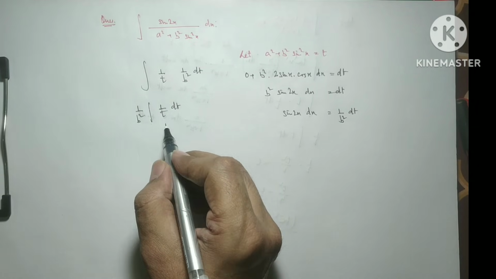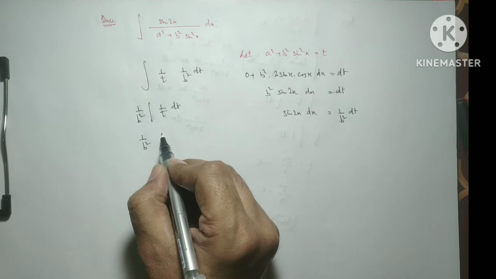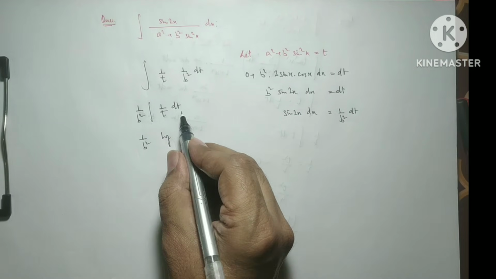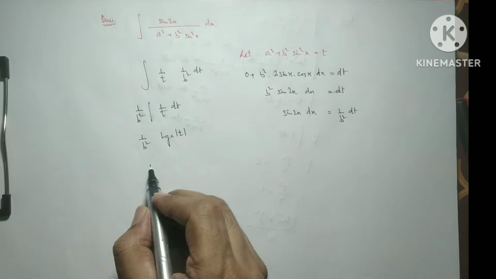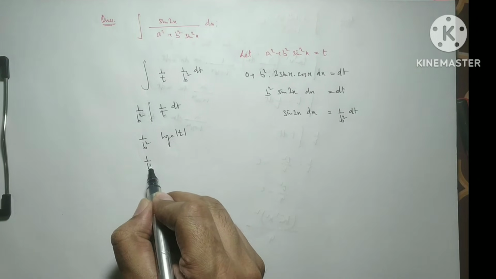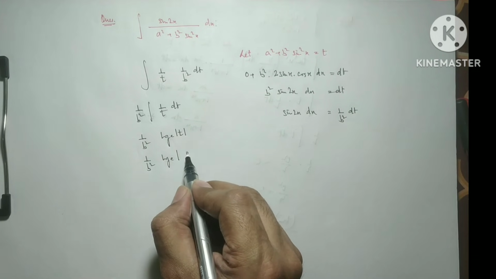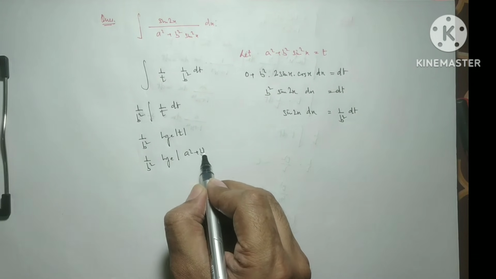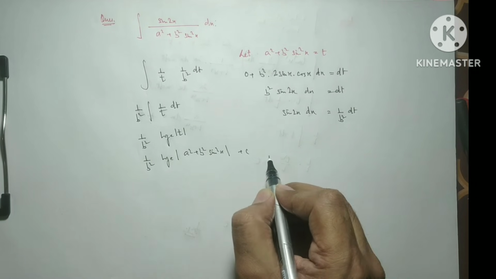That is the integration of 1 over t dt, which is log t. So it is 1 over b square and log of a square plus b square sin square x. So this is the answer.